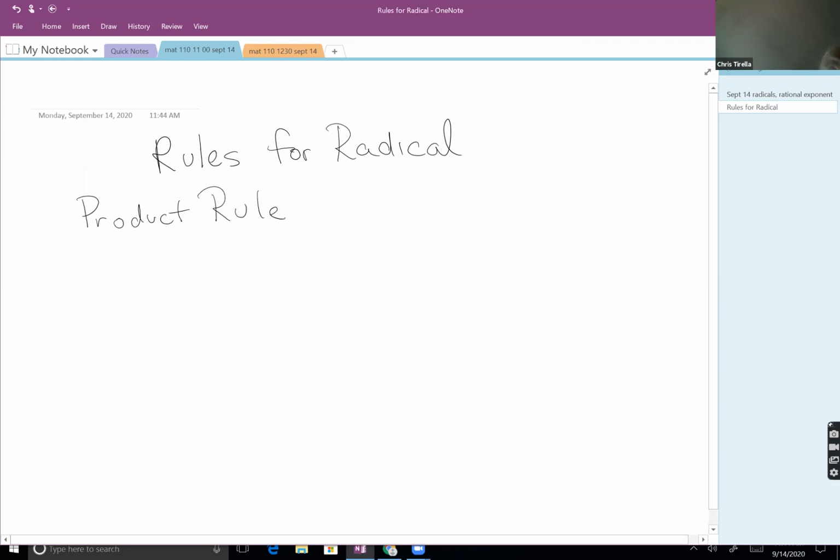First rule is the product rule. If I take the square root of A times the square root of B, that's going to equal the square root of A times B. And that's a two-way street. So that rule could also be written as the square root of A times B is equal to the square root of A times the square root of B.